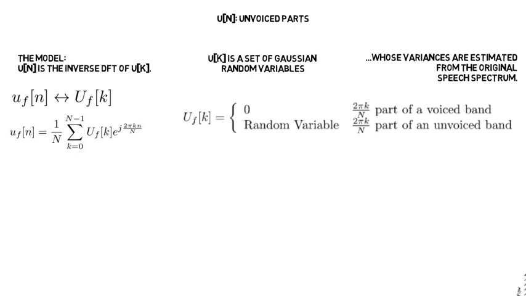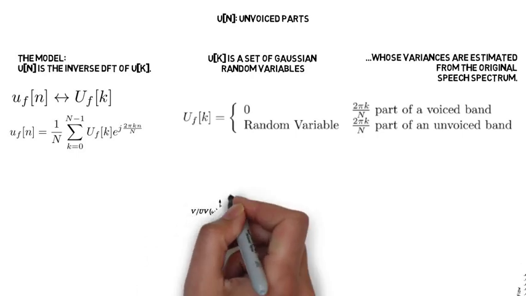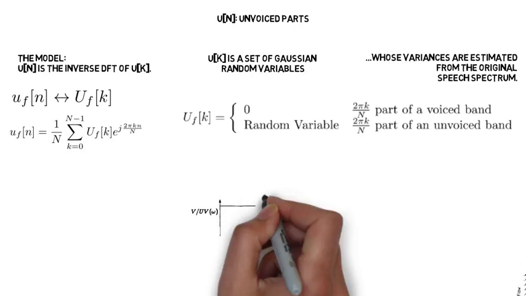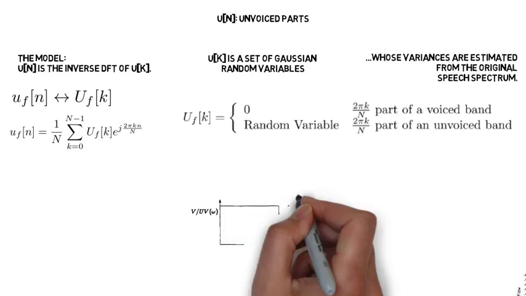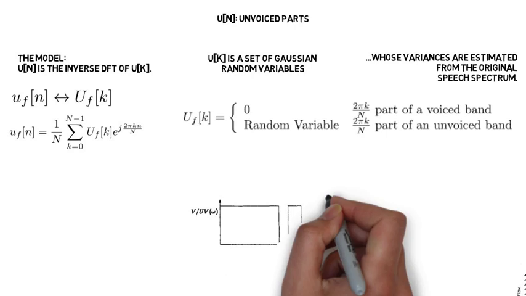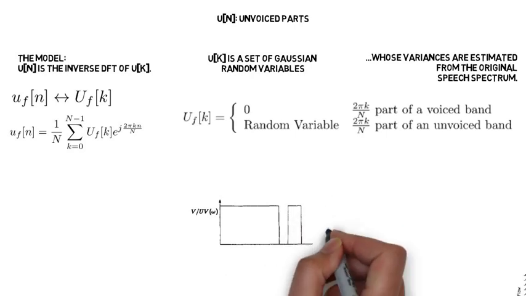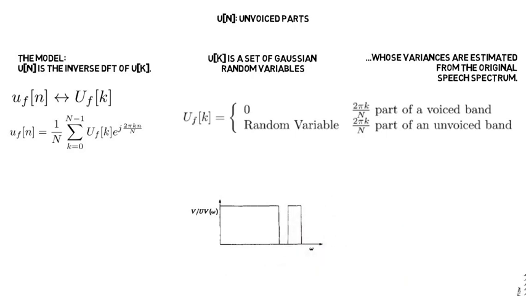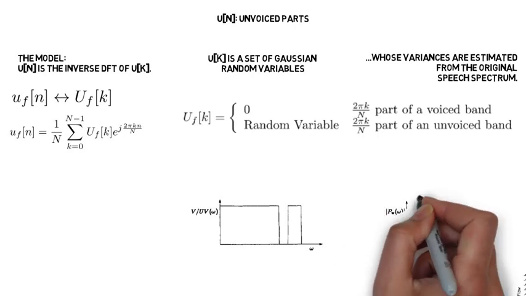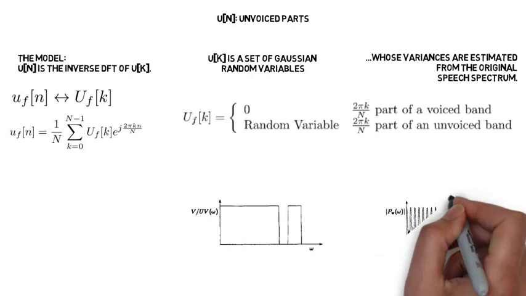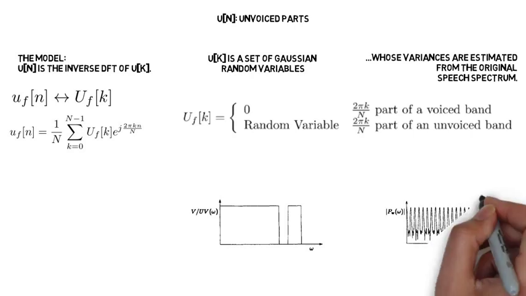And now let me talk a little bit about what kind of random variable it is. So here's a picture of the VUV function. In the bands where this is 1, the U sub f of k is 0. In the bands where this is 0, U sub f of k is some kind of random variable. And the way that Griffin and Lim defined these bands was in terms of the excitation function.